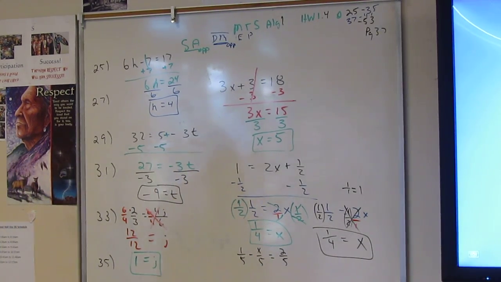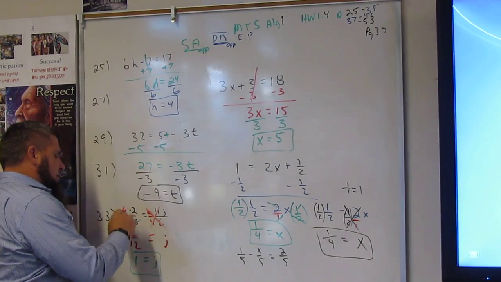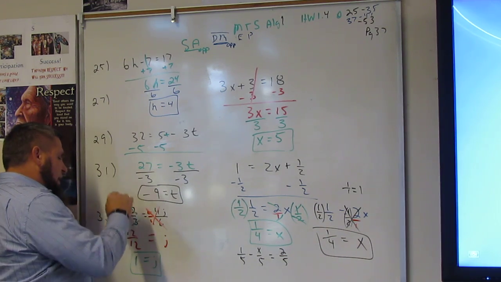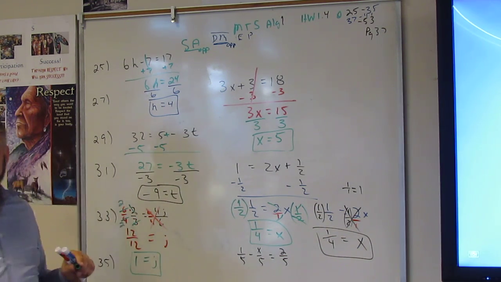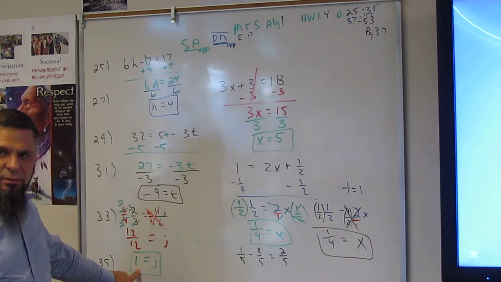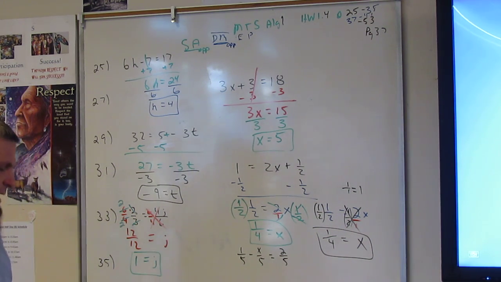Or we could have just canceled them out. 3 goes into 6 twice, 2 goes into 4 twice, and 2 goes into 2 once. Any way you want to do this, it's your way. Whatever way makes you happy, whatever way you understand, as long as you get 1. Okay? Next.